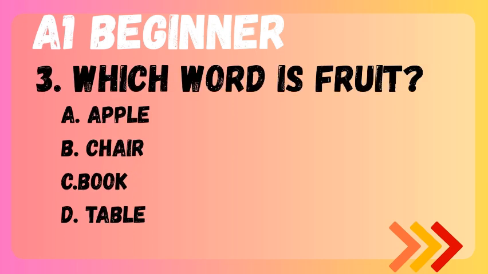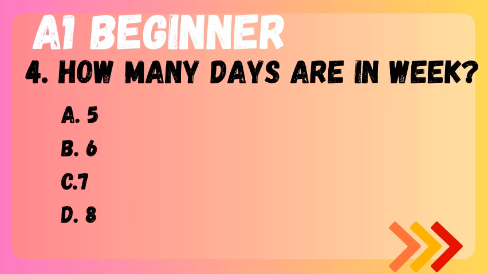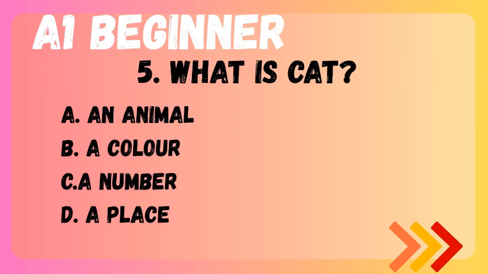3. Which word is a fruit? A. Apple. B. Chair. C. Book. D. Table. 5, 4, 3, 2, 1. 4. How many days are in a week? A. 5. B. 6. C. 7. D. 8. 5, 4, 3, 2, 1. 5. What is cat? A. An animal. B. A color. C. A number. D. A place. 5, 4, 3, 2, 1.